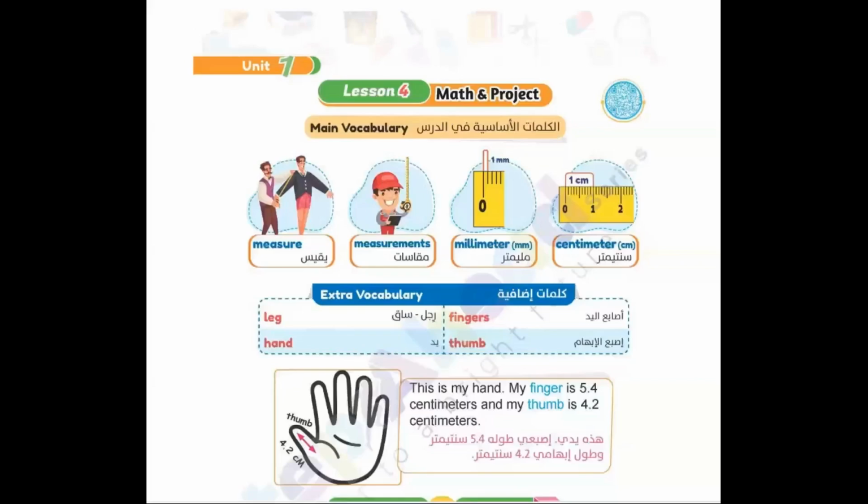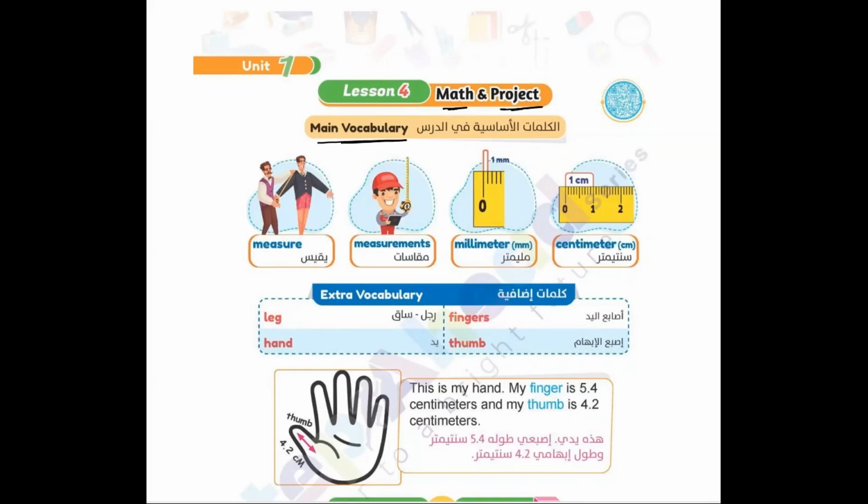Lesson 4 is a very easy lesson. What we have to learn here, we will learn some parts for math and project. Let's check in this main vocabulary what we should learn here. We will learn about measurements. يعني ايه measurements؟ المقاسات. How to measure، ازاي ممكن نقيس. What are the units؟ units الوحدات that help me to measure اللي بتساعدني ان انا اقيس.